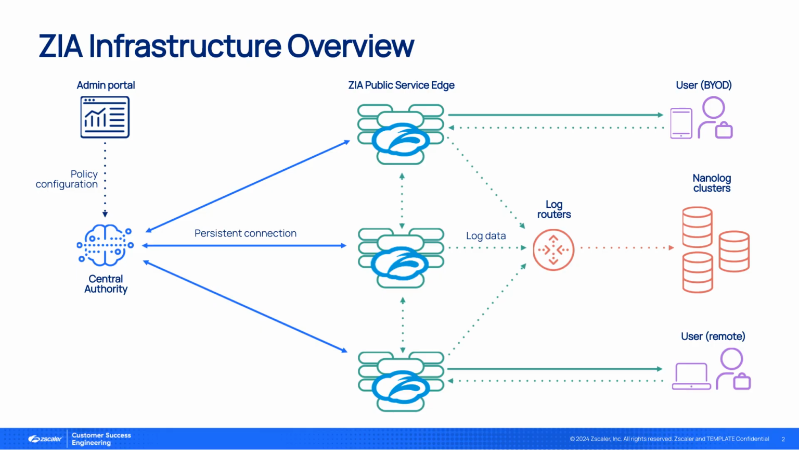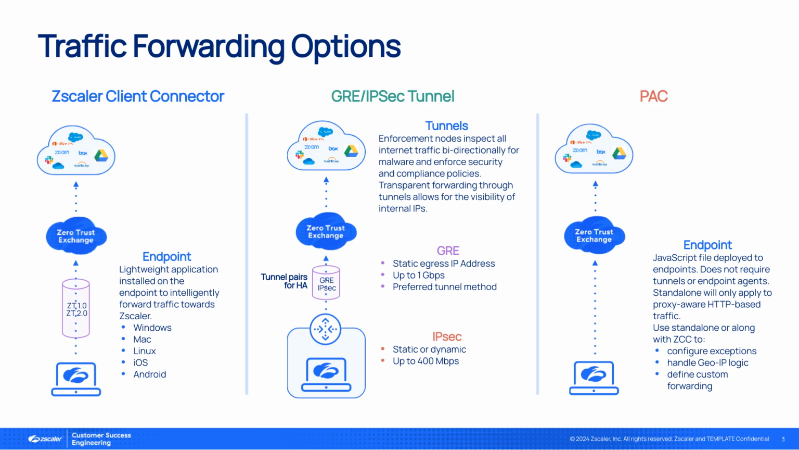In order for your configured policies to be applied to your traffic, that traffic must, of course, first be forwarded onto the Zero Trust Exchange. Let's take a look at how you can do this. There are 3 options for forwarding your traffic to ZIA.